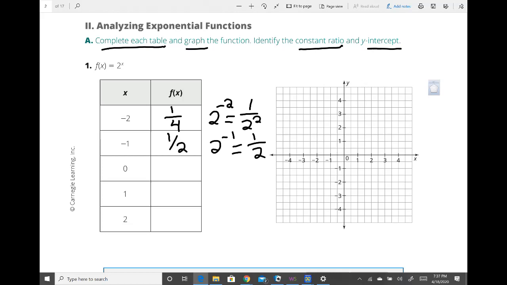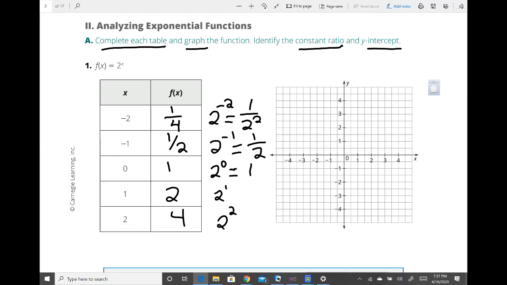And then we have 2 to the 0 power. I'd probably ask you, what's any number to the 0 power? Some people will say 0. But if you put it in the calculator with the exponent, you'll find out that 2 to the 0 power is equal to 1. Any number to the 0 power is equal to 1. So there's 1. Then we have 2 to the 1st, that's just 2. And 2 to the 2nd, that's just 4. Okay, so there are our points.